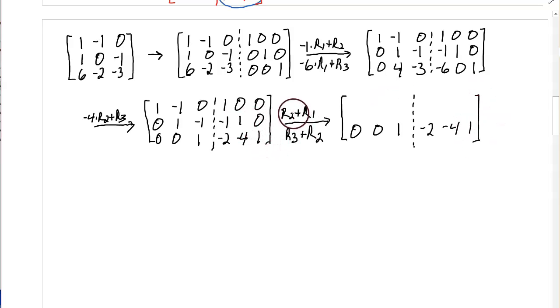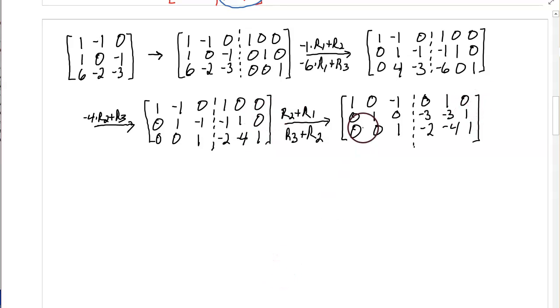Here we go. Row 2 plus row 1. 0 plus 1 is 1. 1 plus -1 is 0. -1 plus 0 is -1. -1 plus 1 is 0. 1 plus 0 is 1. And 0 plus 0 is 0. Next, we'll do row 3 plus row 2. 0 plus 0 makes 0. 0 and 1 is 1. 1 plus negative 1 is 0. Negative 2 and negative 1 is negative 3. Negative 4 plus 1 is negative 3. 1 plus 0 is 1.